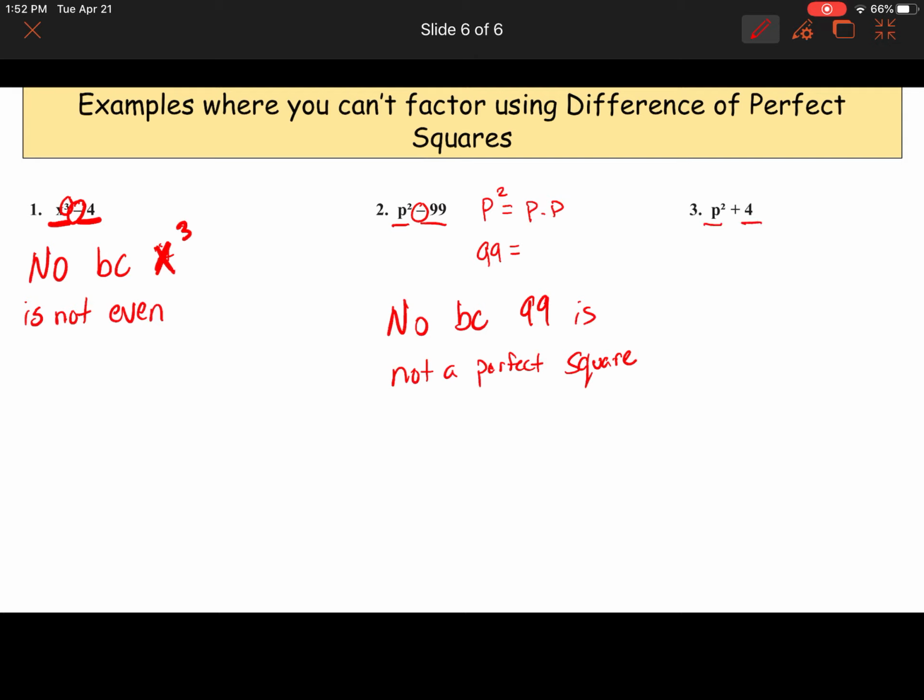And 3, does it have two terms? Yes. Does it have a subtraction sign? No. So no, because it doesn't have a subtraction sign. These are examples where you can't use difference of perfect squares.